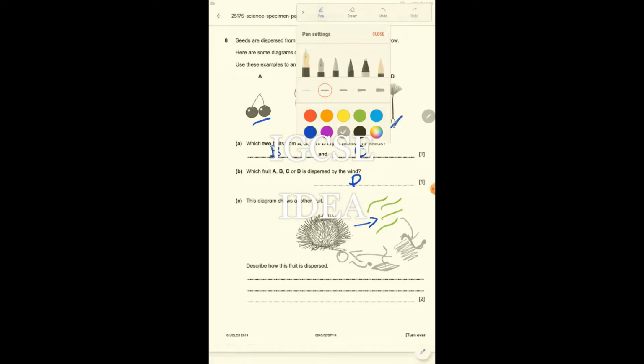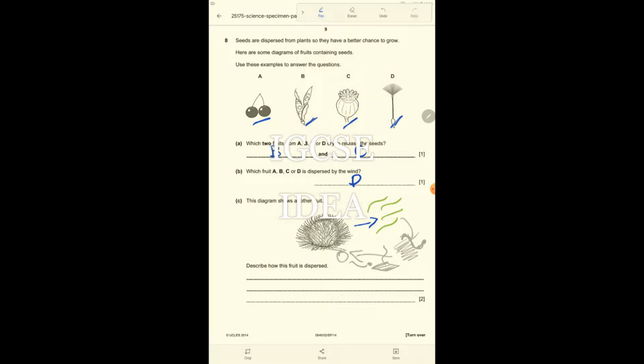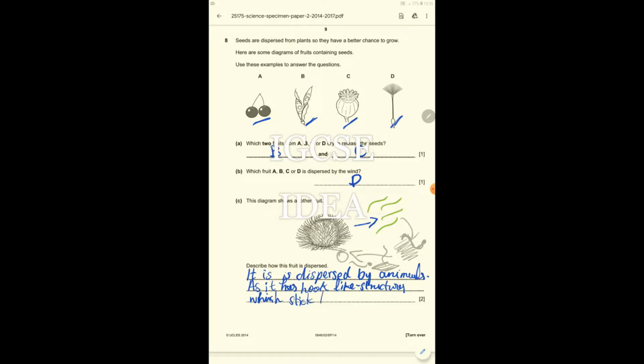So the answer is, it is dispersed by animals as it has hook-like structures which stick to animals' fur. Or we can write an animal's fur. Yes, an animal's fur is also correct.